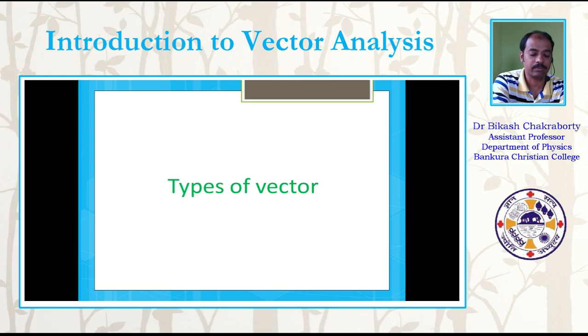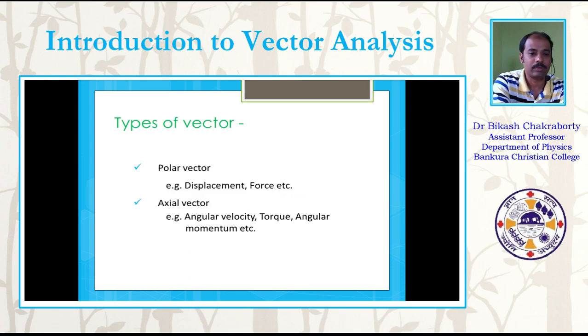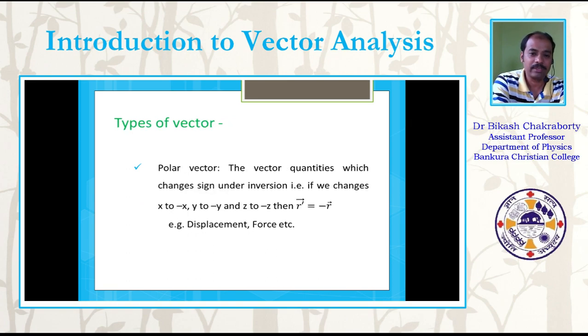Now, types of vectors. There are two types of vector. Polar vector, for example displacement, force, etc., and axial vector like angular velocity, torque, angular momentum, etc. Polar vectors are the quantities which change sign under inversion. That is, if we change x to minus x, y to minus y, and z to minus z, then r prime equals minus r. Just displacement, force, as I have told earlier.